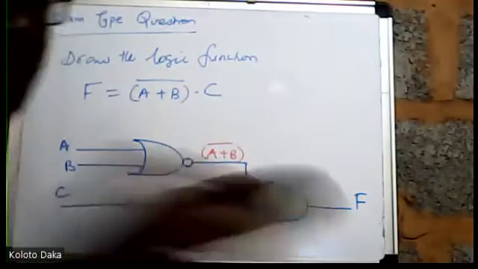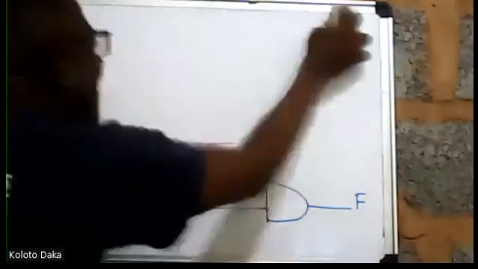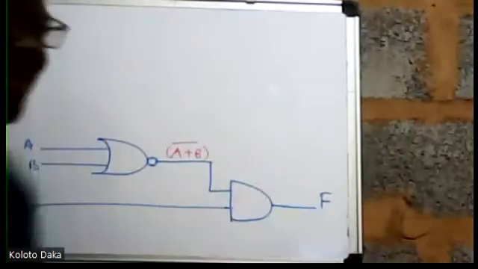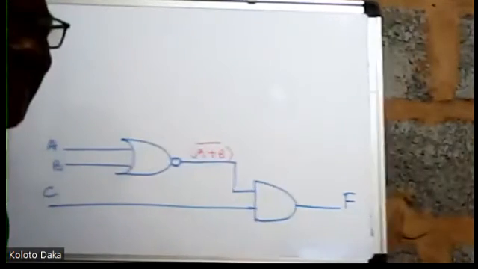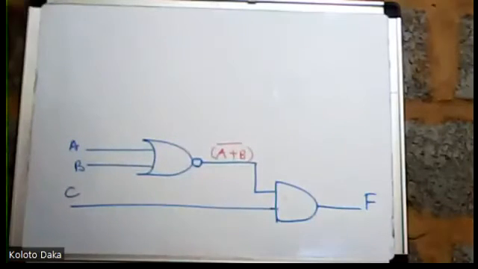How do you draw the truth table? Please, there is nothing called the first table. There is only the truth table, okay?